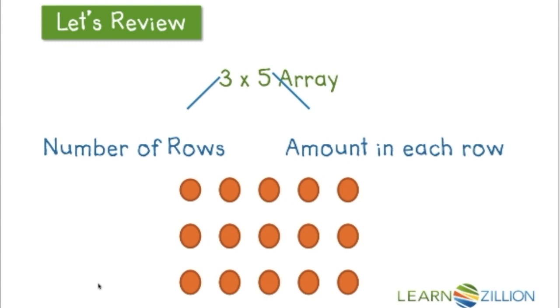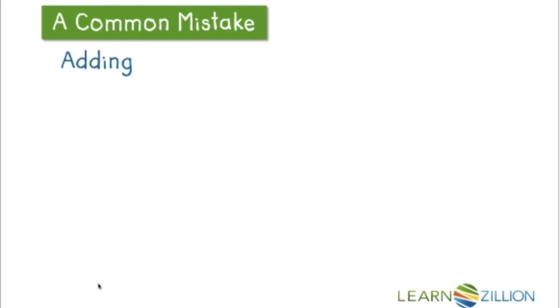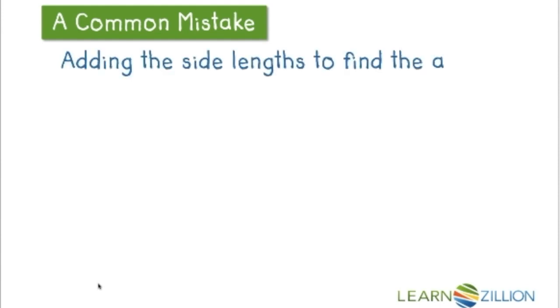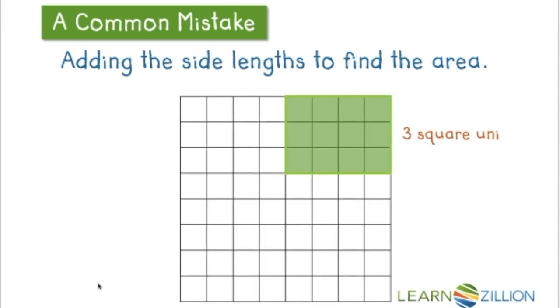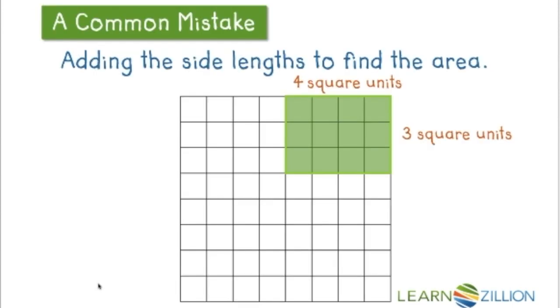A common mistake that you might make is adding the side lengths to find the area. If there are 3 square units here and 4 square units here, you might want to add them together, but 7 is not the area of this shape.